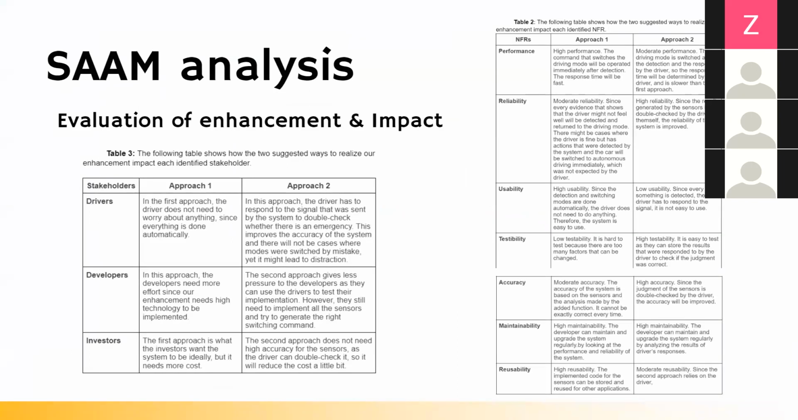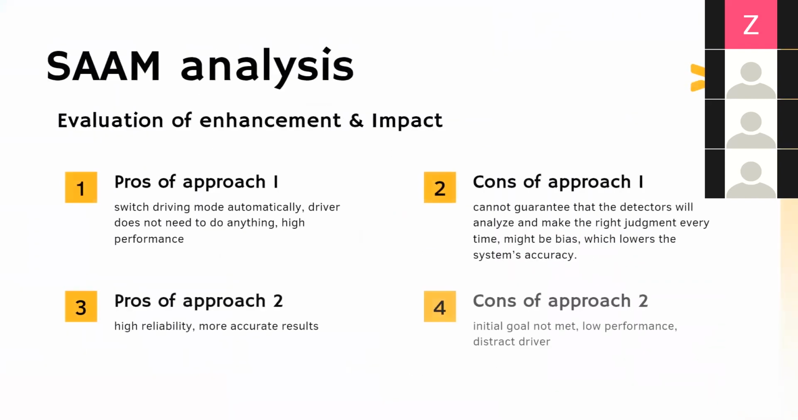Here are two tables for the SAAM analysis, and they show how the two suggested ways to realize our enhancement impact each identified NFR and its stakeholder. The advantages of the first method are that the system can detect and switch driving modes automatically, which has a fast response time. The safeness of the driving experience is guaranteed to a great extent. As for disadvantages, the first method cannot guarantee that the detectors will analyze and make the right judgment every time, which lowers the system's accuracy.